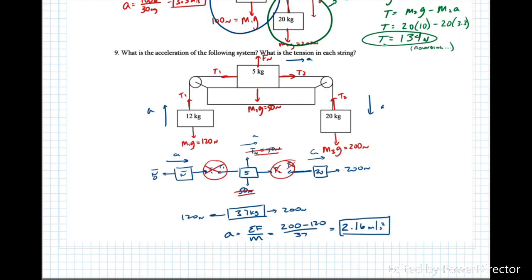Now we're not done. We need to find the tension in each string. So we're going to take our 2 hanging masses and do Newton's second law for those. So for that one, the net force is T1 minus m1g. That's going to be equal to ma. The reason for that is that tension 1 and acceleration are in the same direction. So T1 is mg plus ma, so we can plug in our numbers. 120 plus 12 times 2.16, that makes T1 145 newtons.